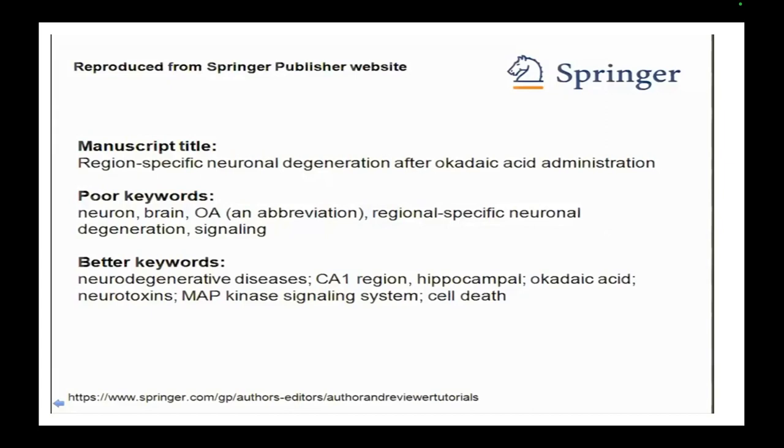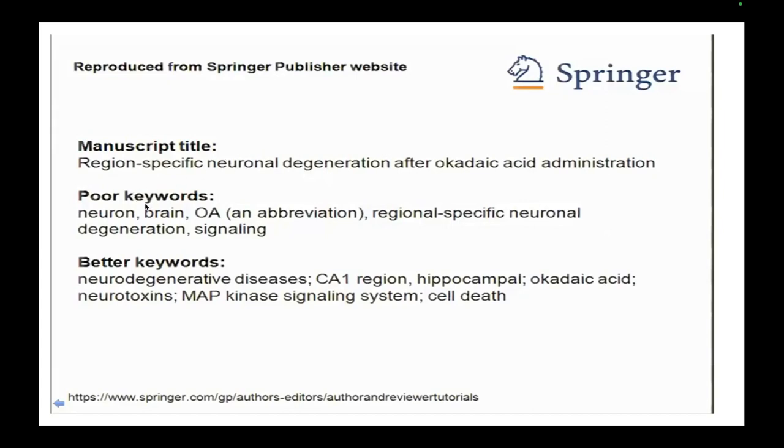So this is one of the examples of a manuscript title, and what are the better keywords and what are the poor keywords. So this is the manuscript title: region-specific neurological degeneration after ochiadic acid administration. So this is the title.